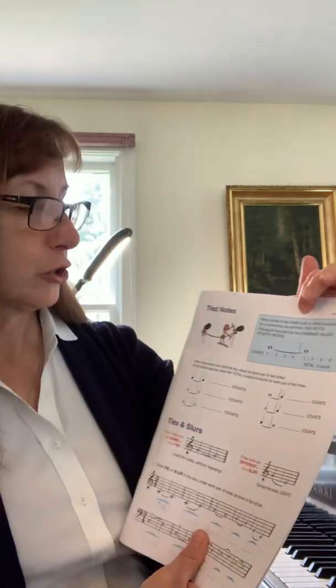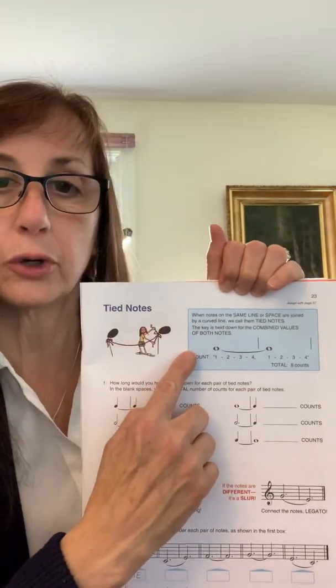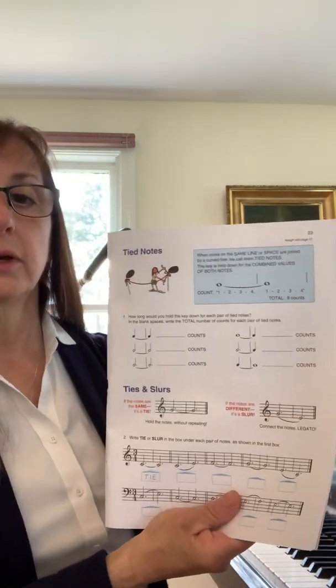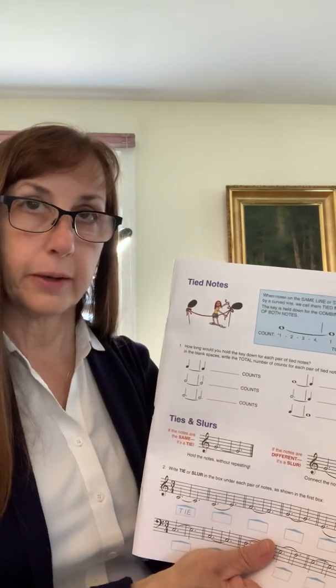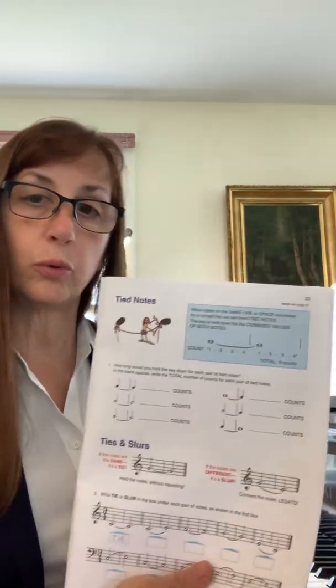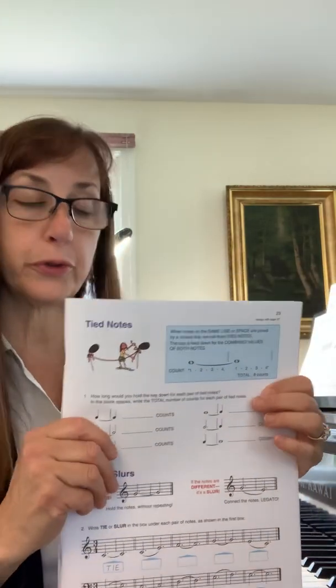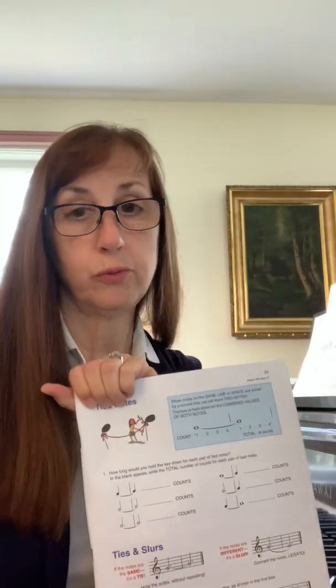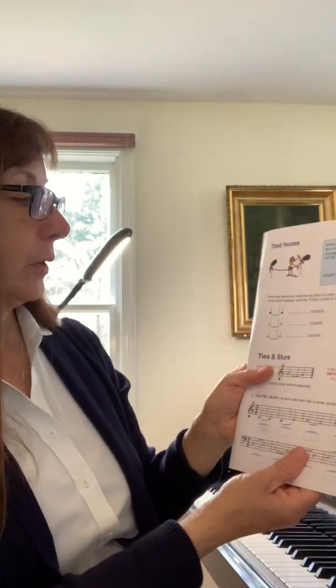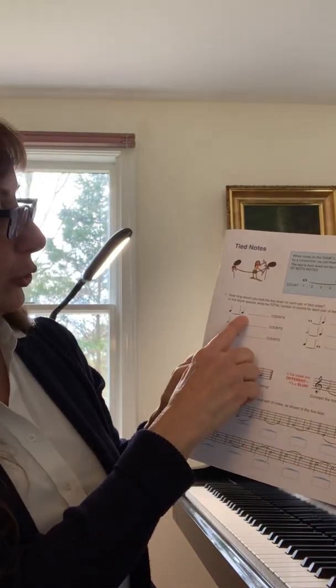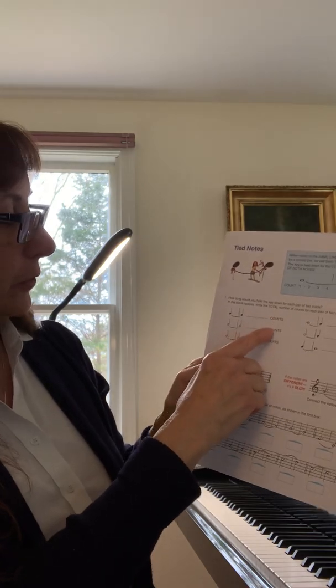When the notes on the same line or space are joined with a curved line, the slur, we call them tied notes. So tied notes are held, played the first one and held for that number of beats, and then continue to hold for the total value of both the notes. Sometimes it's more than 2 notes. Sometimes you can have a tie that has 4 notes. That would be a really long note held down. Okay, so it says here, how long would you hold the key down for each pair of tied notes?